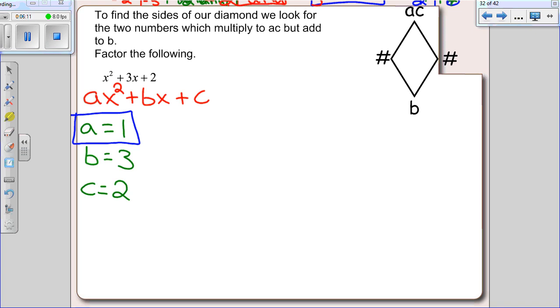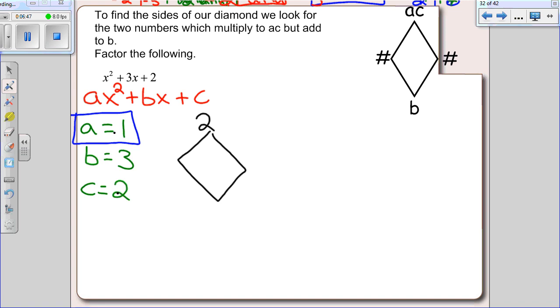To try to factor it, first off, I figure out what the A, B, and C all are. The next thing I do is I use something called the diamond method. It's called the diamond method because you draw a beautiful diamond. On the top of the diamond, you put your A times C value. So A times C goes on the top. What's A? 1. What's C? 2. So 1 times 2 would be 2 on the top of the diamond.